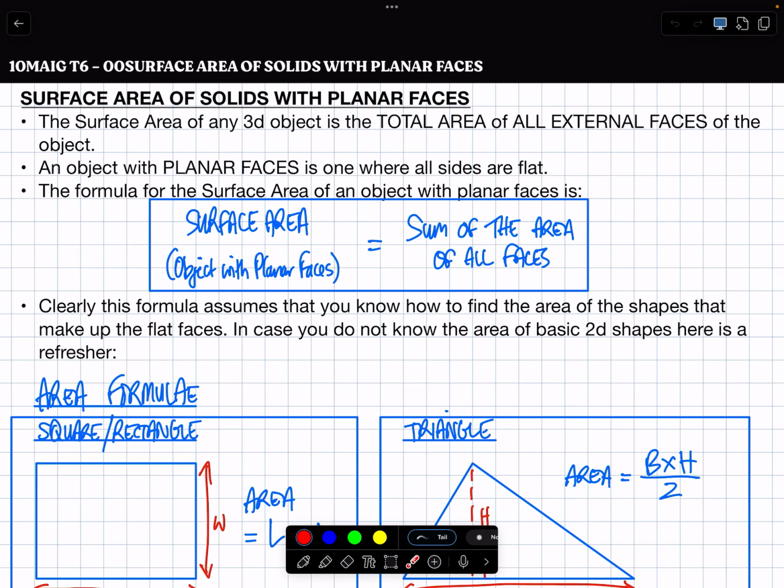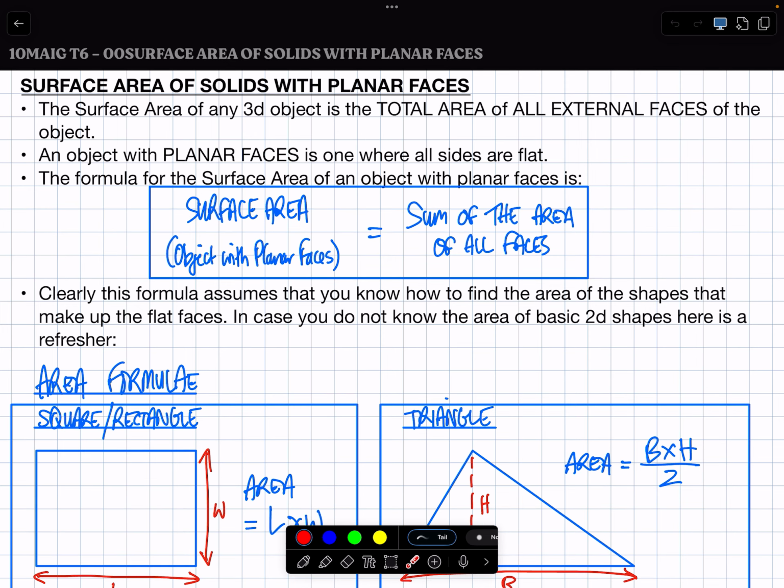Okay, fully new topic. Not algebra anymore. You are doing basically tradie maths. The first topic that we're doing is finding the surface area of solids with planar faces. What do I mean by planar faces? The faces are flat. No curves.